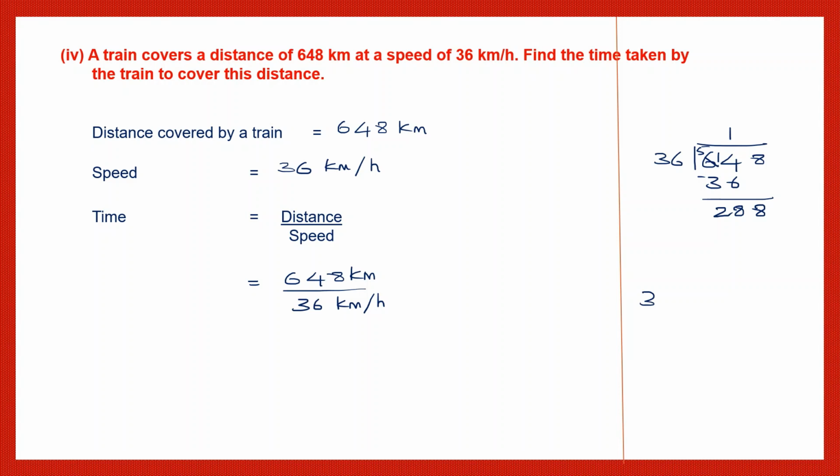Now let's try 36 into 8 and see. 8 6s are 48, carry 4. 8 3s are 24 plus 4 is 28. So we can use that. 36 into 8 is 288, minus, we have 0. So we've got 18 as our answer.